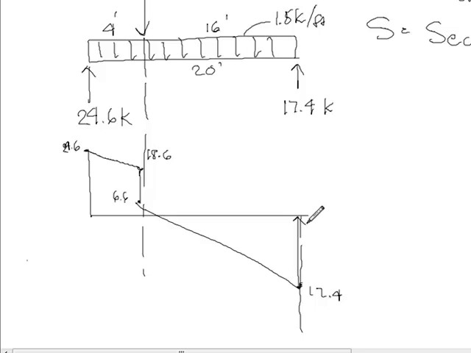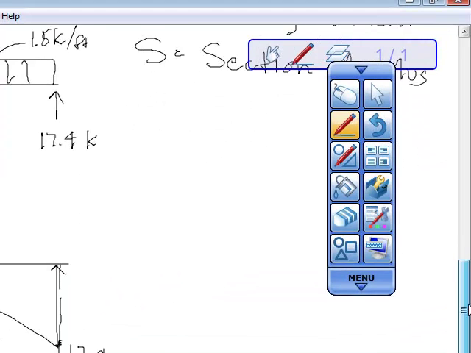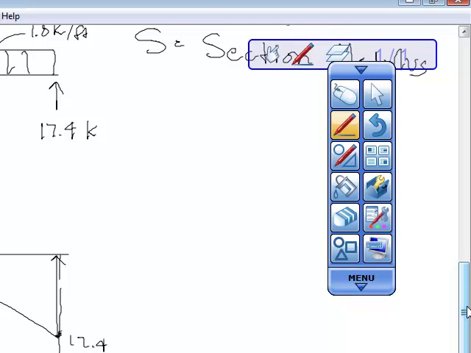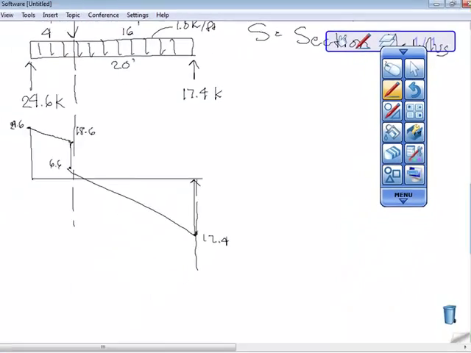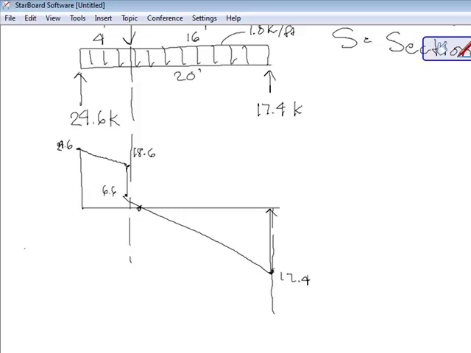So remember that the maximum moment is where? Where does the maximum moment occur? The maximum moment occurs where the shear is 0. Remember that? Maximum, that's a key point.